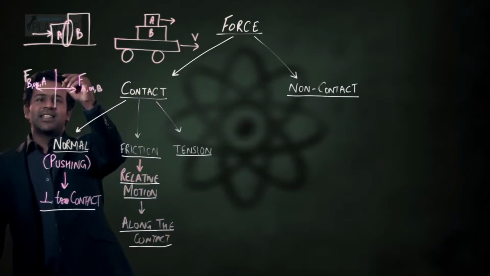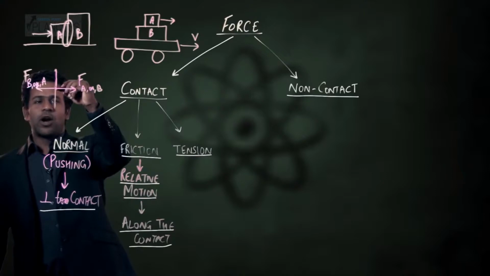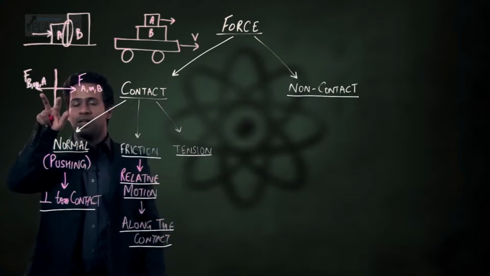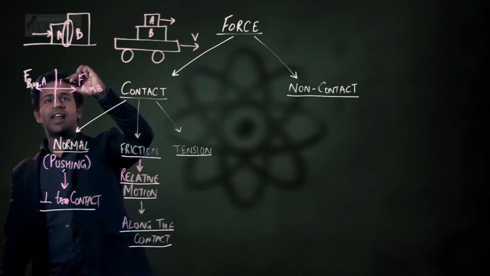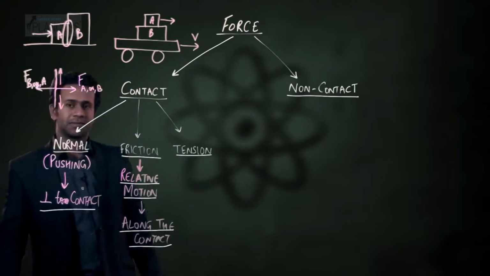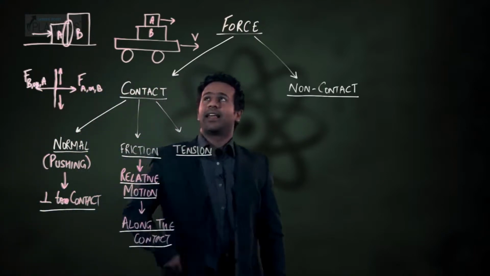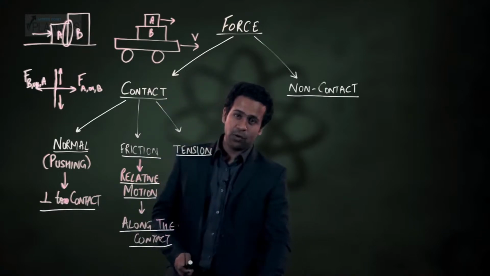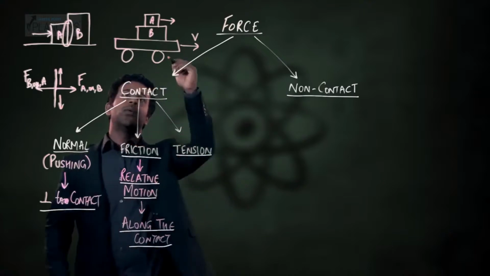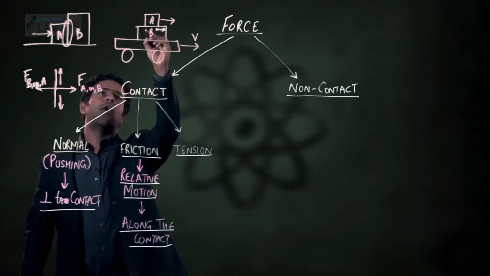As we had discussed, if this is the contact surface, then normal will act perpendicular to it, and if there is any friction, it will act along the surface. Right? Like in case of these two blocks, if at all there is any frictional force, then that force will either be forward or backwards.